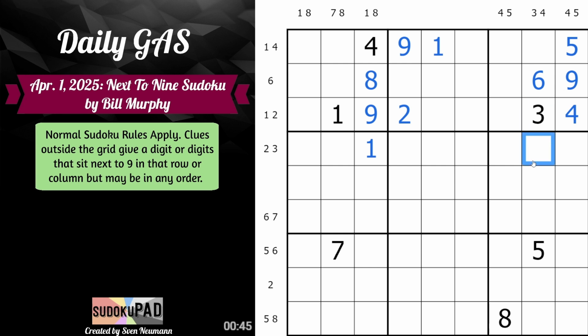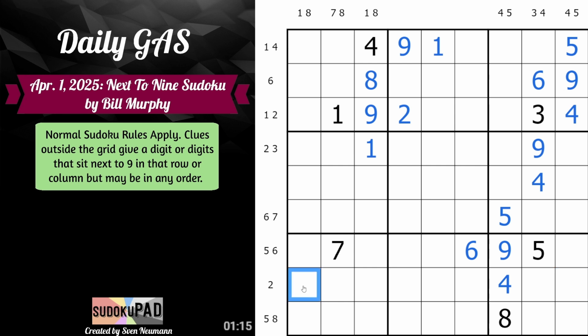3, 4, 3, 9, 4 there. 4, 5. So 4, 5 in the column. Actually has to be 9, 4, 5 here, doesn't it? I think that's the only way to resolve that clue. Then, well, 5, 6, sorry, the 9, 9, 6.